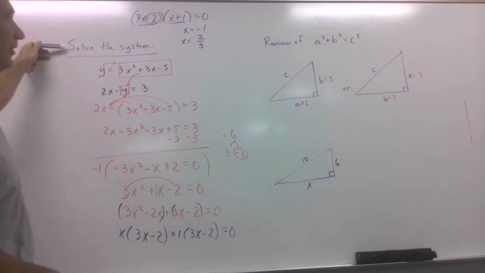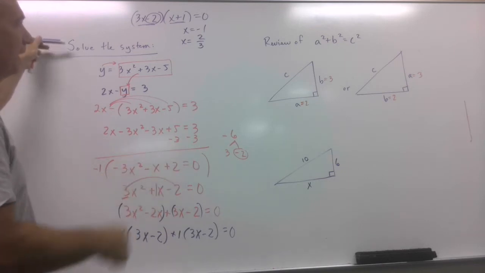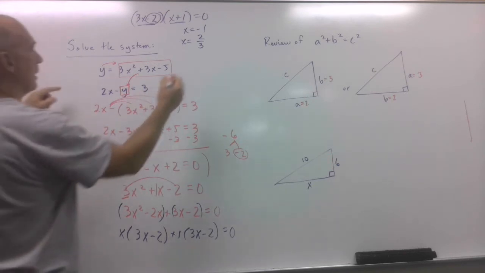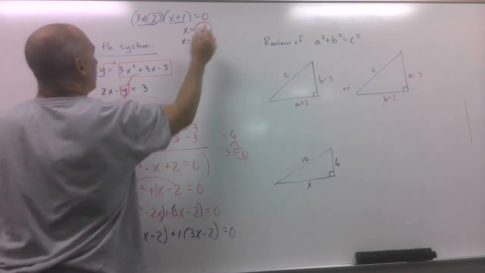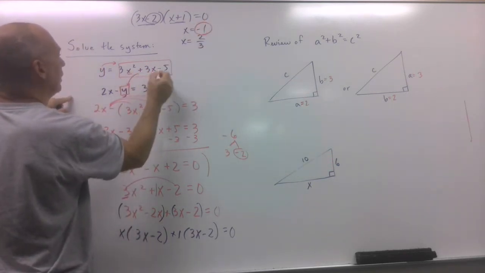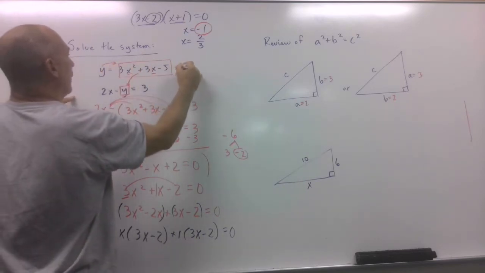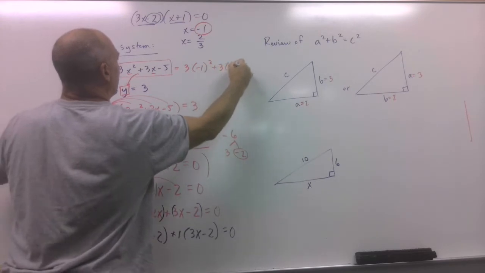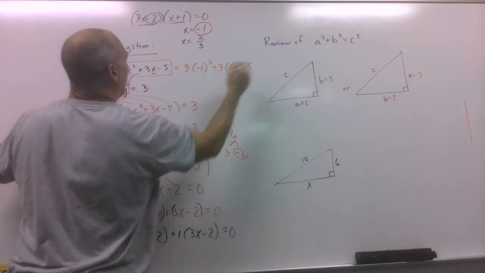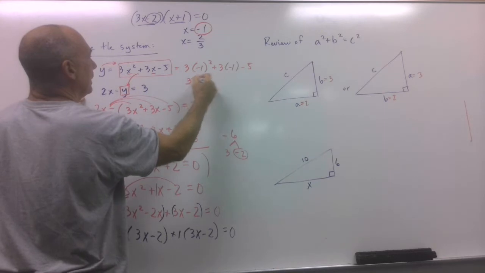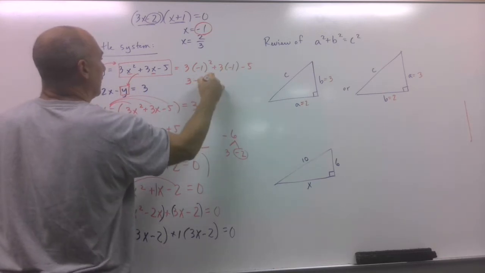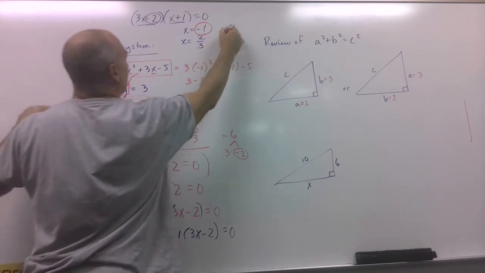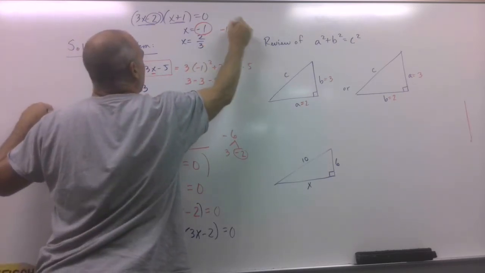Now, did I solve the system yet? No, because they want the actual coordinate points. So what I'm going to do is find my y's. I'm going to put this in here and here, and I'll be able to find what y is. So I get 3 times negative 1 squared plus 3 times negative 1 minus 5. That's 1 times 3, which is 3. That's 3 times negative 1, which is negative 3, minus 5. That's negative 8 plus 3 is negative 5. So it'd be negative 1, negative 5.